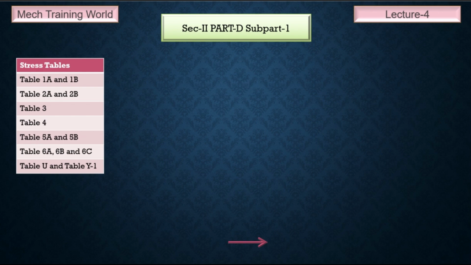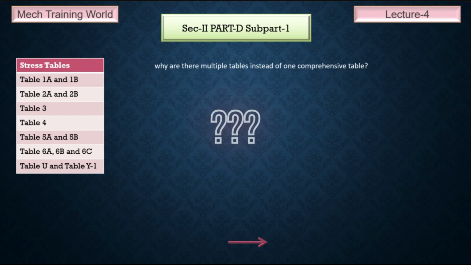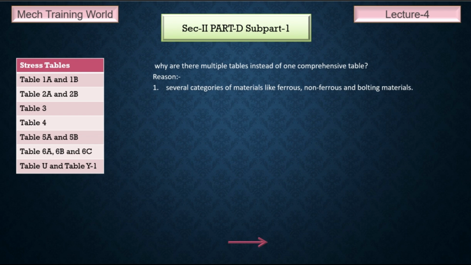Did you ever think about why the code gives these multiple tables instead of one comprehensive table? Think before listening to the answer. The reason behind this question is that we have several categories of materials, like ferrous, non-ferrous, and bolting materials. According to these categories, these tables are classified.